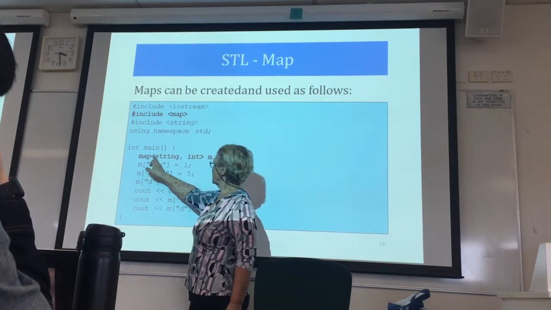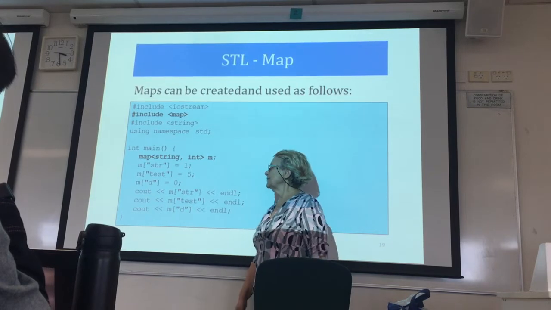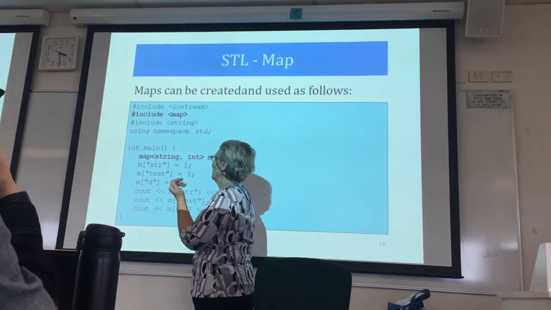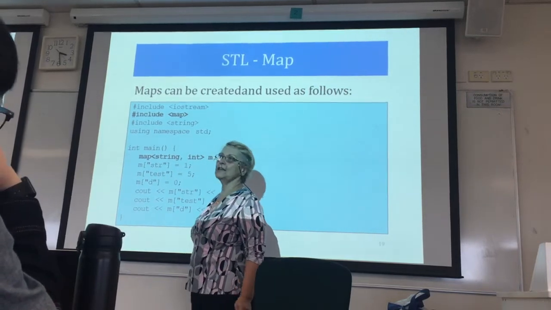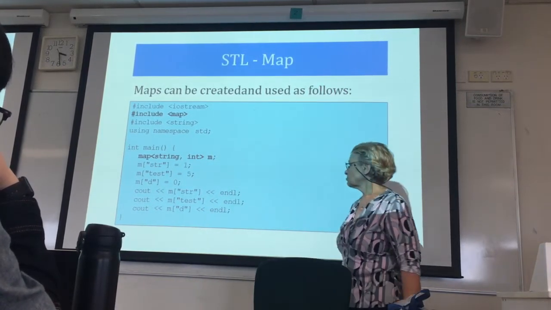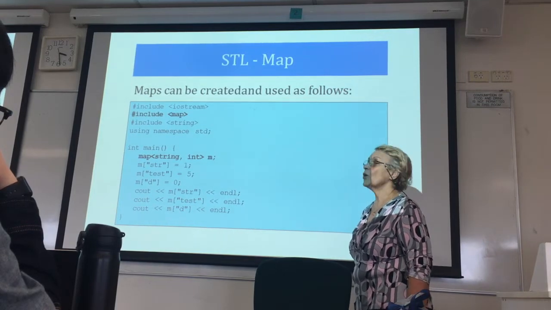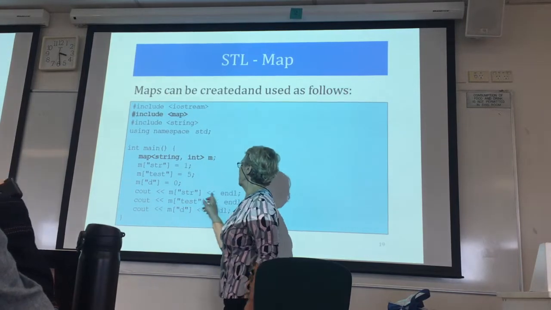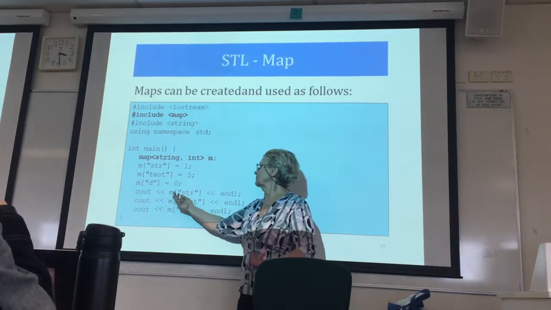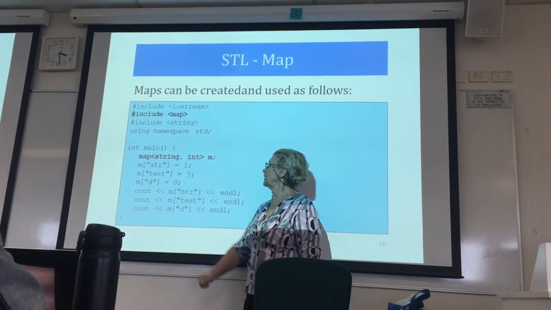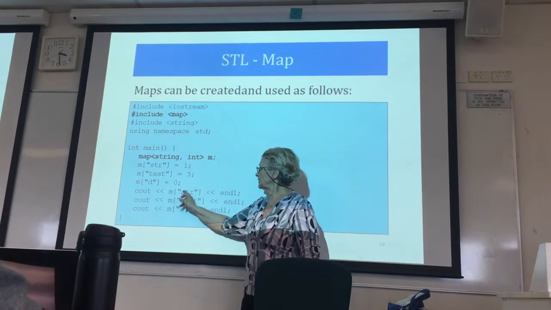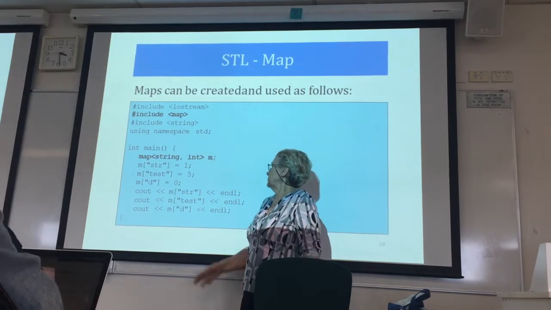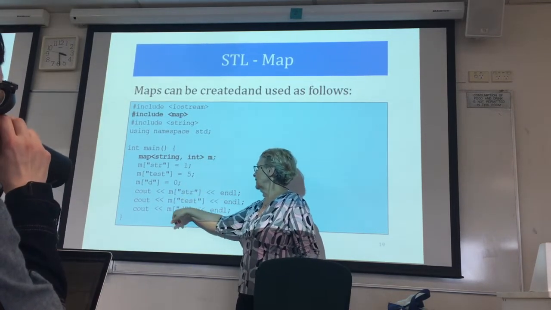Then test and 5, wrong place. And they are put in increasing order, lexicographical order, in the map. But we can get a handle to one just with this cout, the value associated to the string in the map. So this will display 1, 5, and 0.